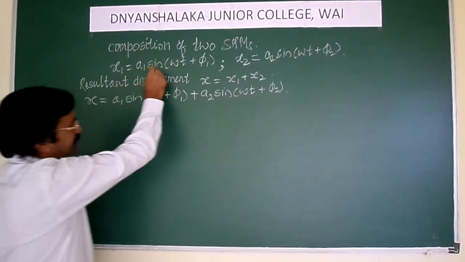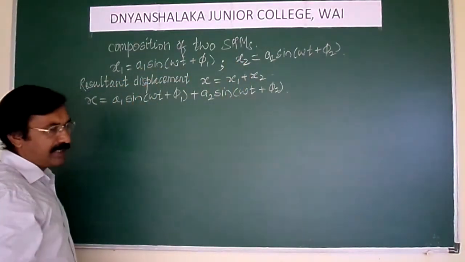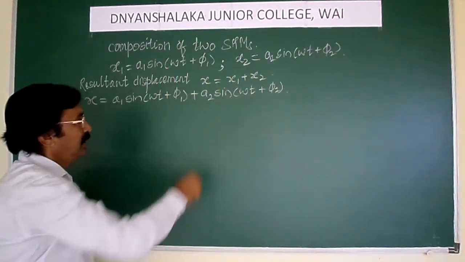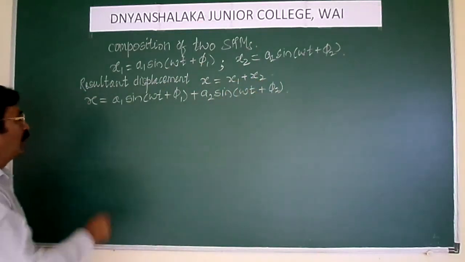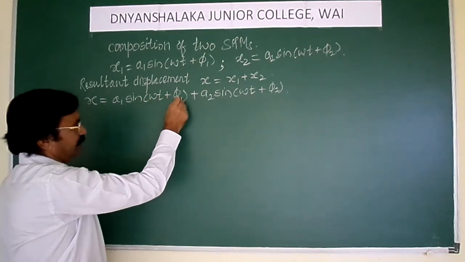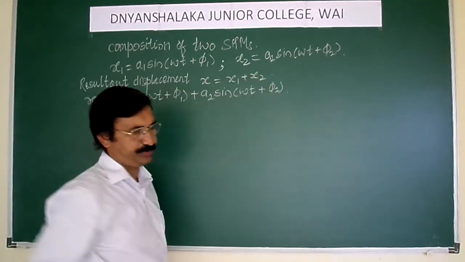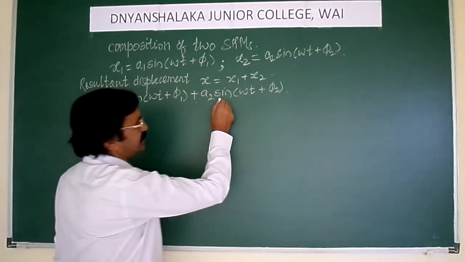When we combine these two SHMs together, the resulting displacement of a particle due to the combined two SHMs, x, will be equal to x1 + x2. So x = A1 sin(ωt + φ1) + A2 sin(ωt + φ2).